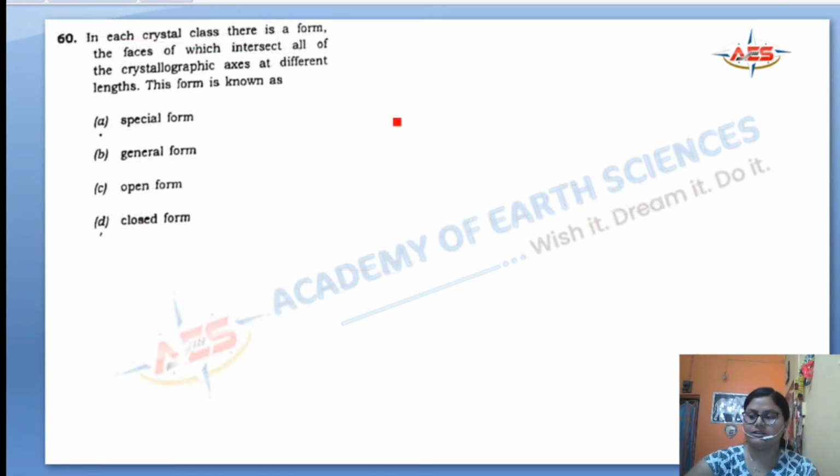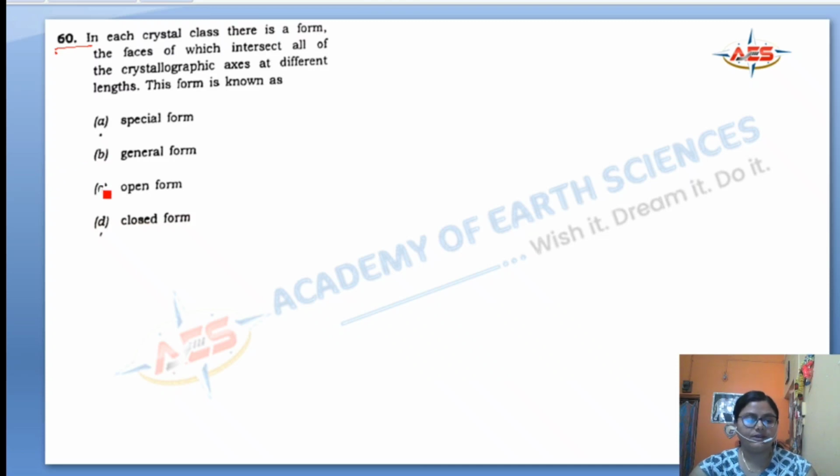Okay. So the last question of today is question number 60. Let's see what it is. In each crystal class there is a form the faces of which intersect all the crystallographic axes at different lengths. This form is known as special form, general form, open form or closed form.